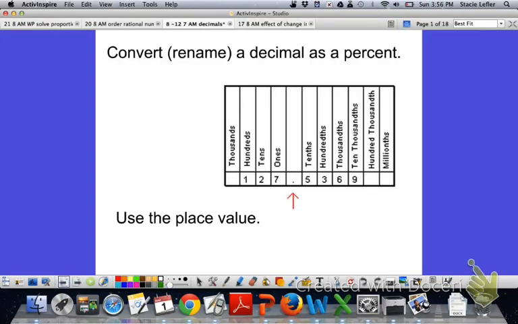Okay, let's look at converting or renaming decimals as percents. Something you really need to know very well is the names of the decimal place values, such as tenths, hundredths, thousandths, and 10,000ths. Those are to the right of the decimal place.